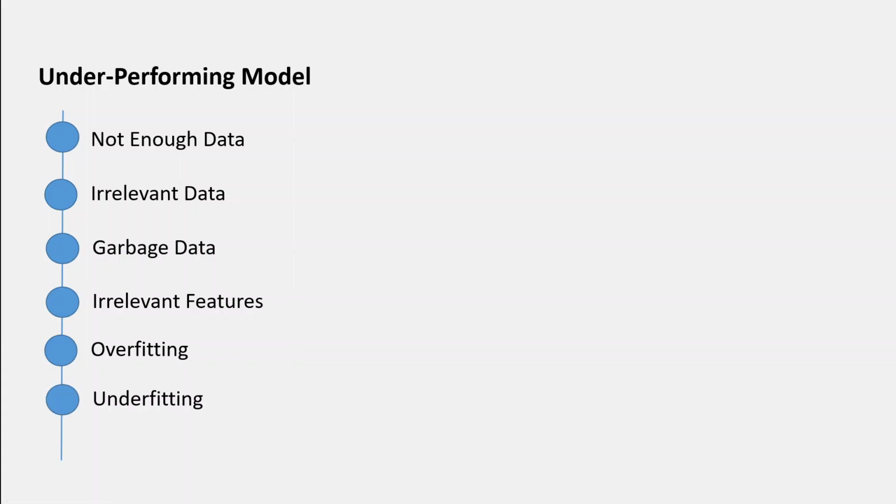Then we have underfitting. Underfitting is a scenario in data science where our data model is unable to capture the relationship between the input and output variables accurately, generating a high error rate on both the training set and the unseen data. So these are a few of the top challenges which you face when your model is underperforming.